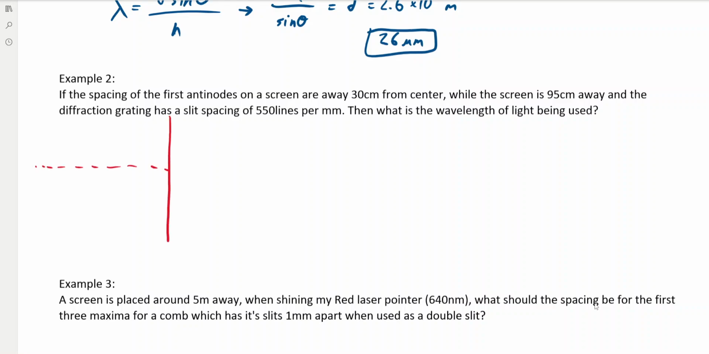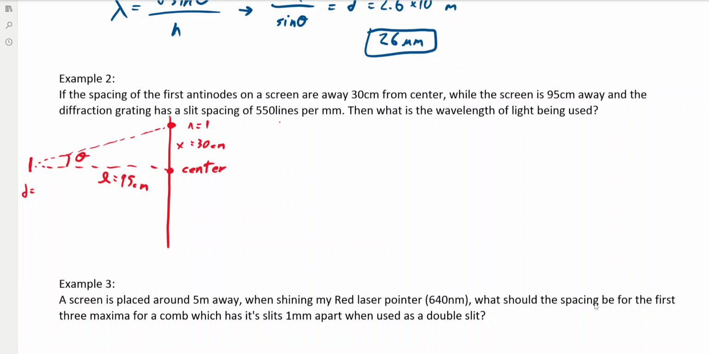First of all, I would consider drawing this out. This is my center line. This is my first n equals 1 antinode. And I'm drawing this to try to help myself visualize what's going on. This is theta, this is L, this is X. X is 30 centimeters. The screen is 95 centimeters away. And unfortunately over here is D, and D is annoying because it's not in meters, it's lines per millimeter, which is kind of annoying.